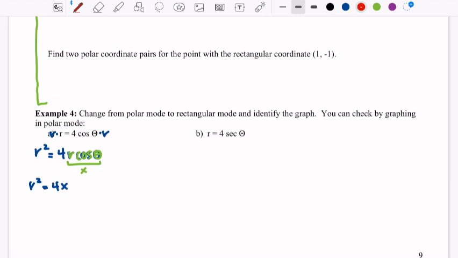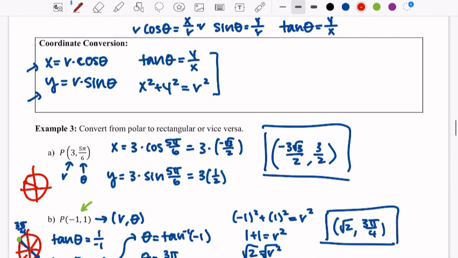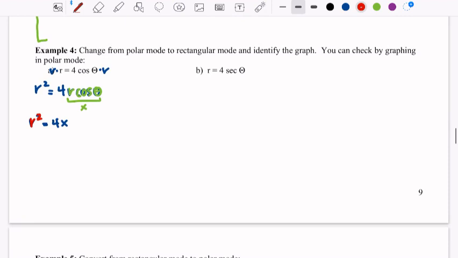Okay, so now that I'm looking at this, we have this r squared. I need to figure out a way to get rid of the r squared and introduce x's and/or y's into this. So coming back up here, do we see anything about r squared? I do. r squared is equal to x squared plus y squared. So introducing this into our equation, I'm going to have x squared plus y squared equals 4x.